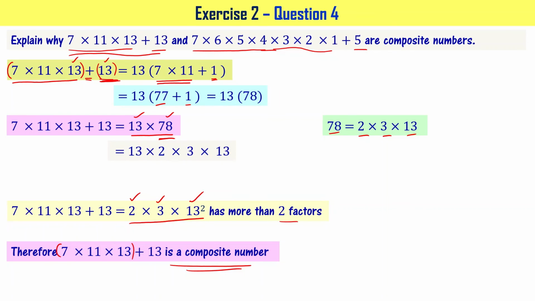Any number which has got only 2 factors, the number itself and number 1, then those numbers are called prime numbers, right? Rest of all the numbers are composite numbers. That's why, since the given number has got more than 2 factors, I say that it is a composite number. Got it? Now let's look at the second part of the problem.